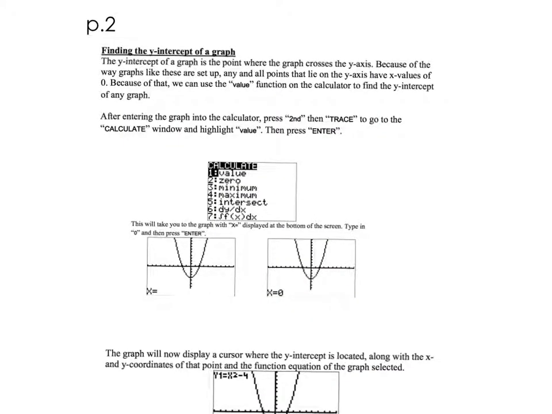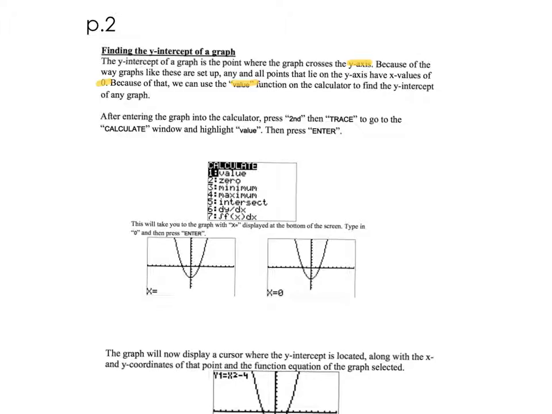Page 2, finding the y-intercept of a graph. The y-intercept of a graph is the point where the graph crosses the y-axis. Because of the way graphs like these are set up, any and all points that lie on the y-axis have x values of 0. Because of that, we can use the "Value" function on the calculator to find the y-intercept of any graph.